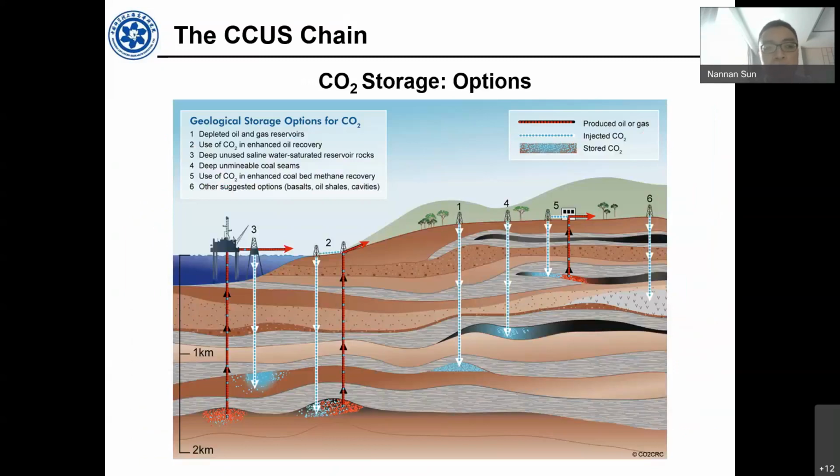Apart from the CO2 utilization, we can also store the CO2 underground. We can separate the CO2 from the atmosphere. For example, we can inject CO2 into saline aquifers or depleted oil or gas reservoirs. The most important thing for CO2 storage is its huge capacity, because the CO2 we need to reduce is a very large amount. So we have to use this kind of technology to achieve significant CO2 reduction by CCUS.